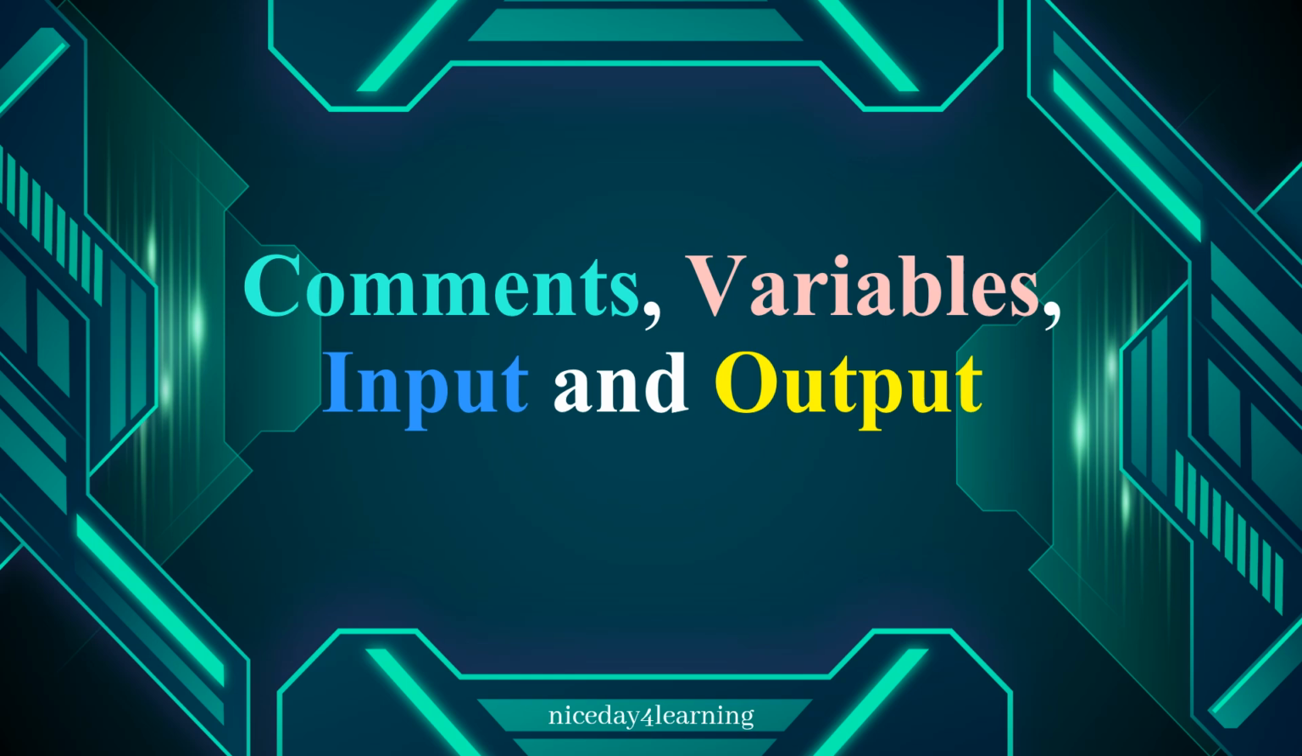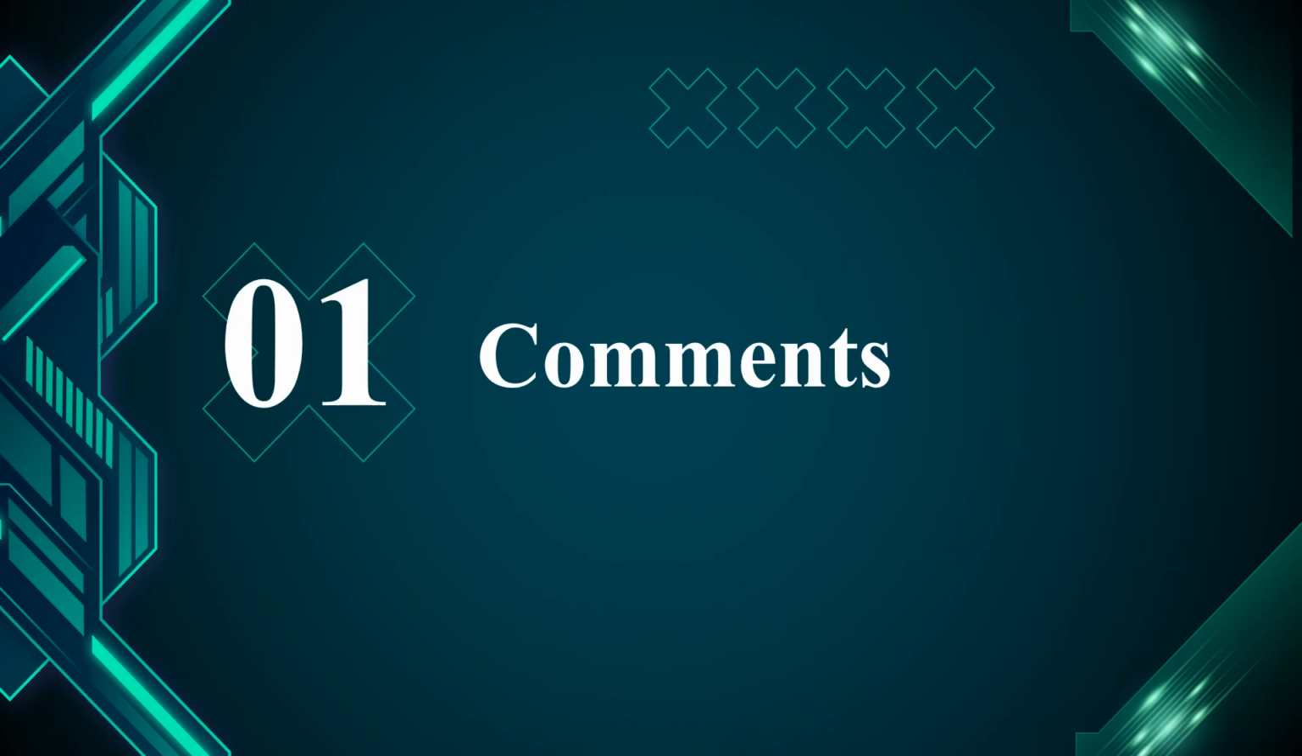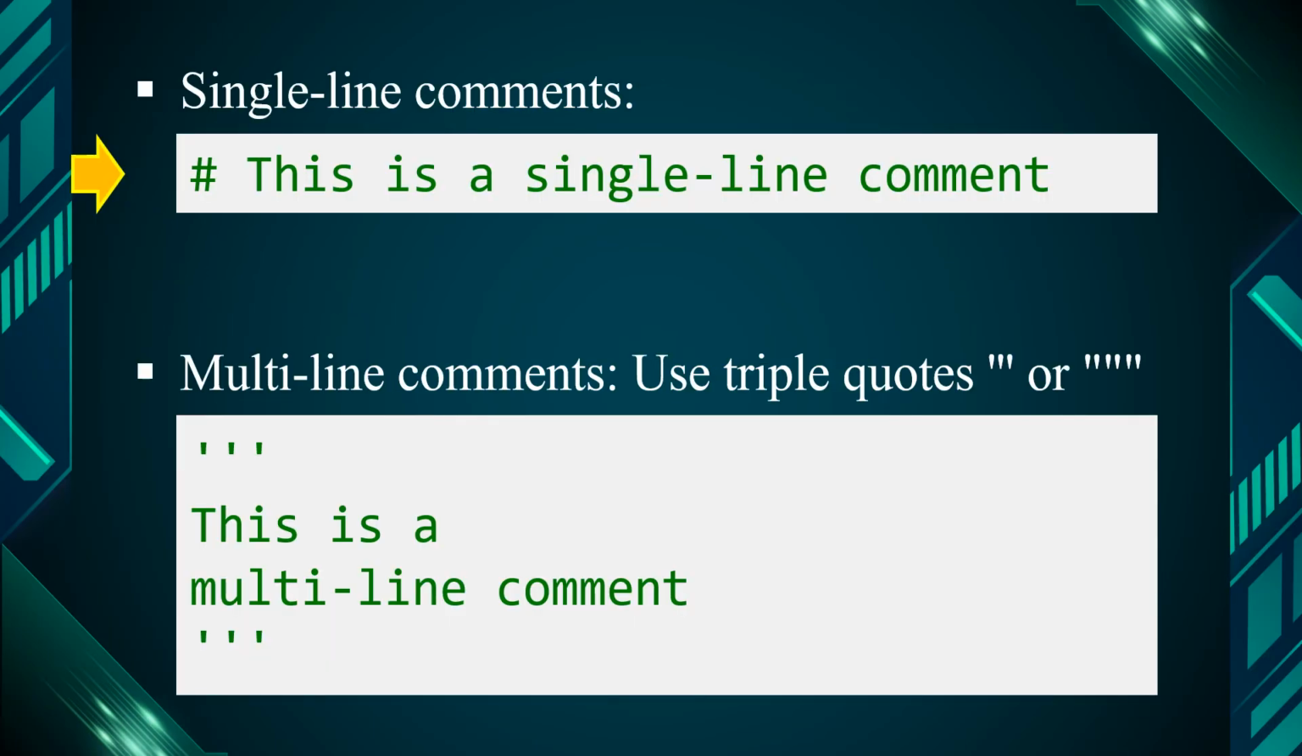Let's get started. Comments are an essential part of programming. Comments are used to make your code more readable or to add explanations. For single-line comments, you use the hashtag symbol. Everything after the hashtag on that line is treated as a comment. If you need multi-line comments, you can use triple single quotes or triple double quotes. These are often used for docstrings to describe a block of code or a function. Comments are ignored by Python when running the code but are crucial for documenting your work. By using comments effectively, you make your code easier to understand for yourself and others.